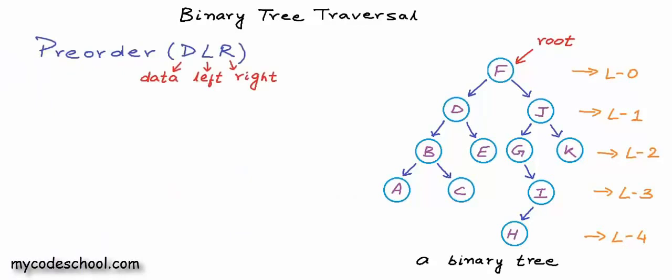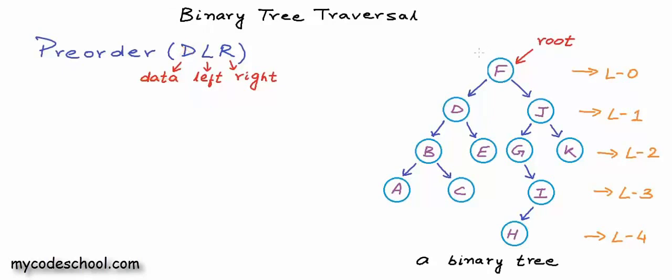We need to start at the root node, and for each node we first need to read the data, or in other words visit that node. In fact, instead of DLR we could have said VLR here, V for visit. We can use any of these assumptions, V for visit or D for data. I will go with DLR here. So let's start at the root.